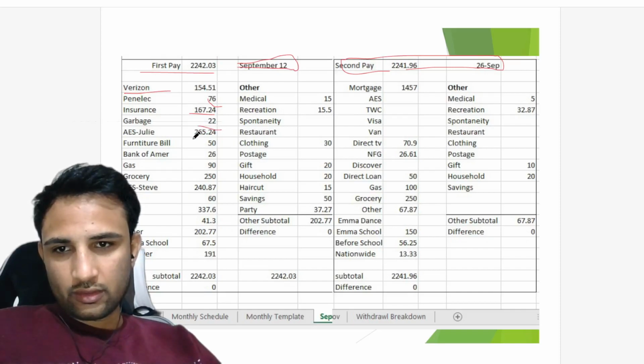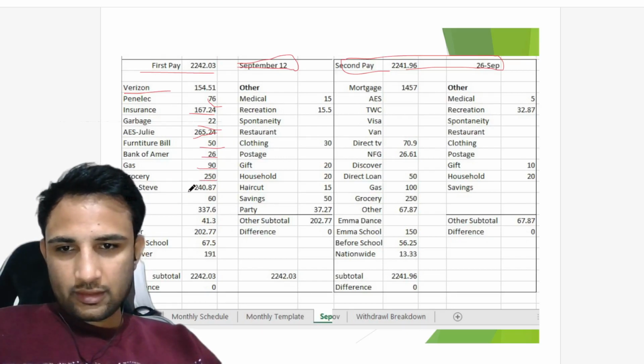For AES, $265.24. For the furniture bill, we have $50. For Bank of America, $26. For gas, $90. For grocery, $250. For AES, $240.87. For Visa, $60. For the van, $337.6. For TWC, $41.3. For other, $202.77. For Emma School, $67.5. For Discover, $191.